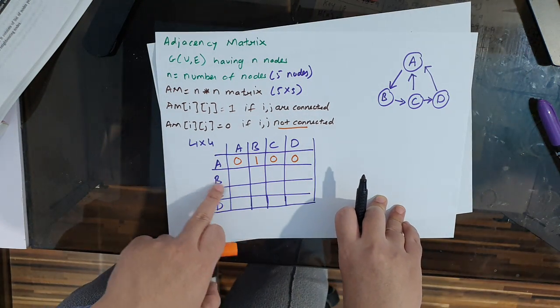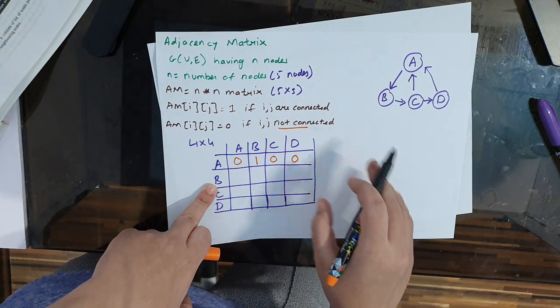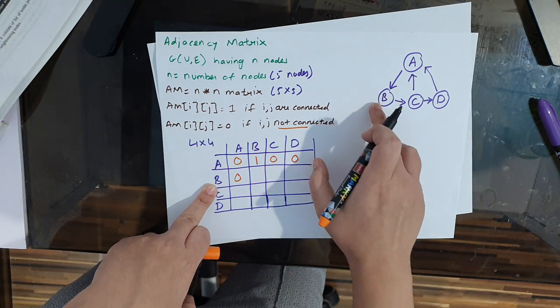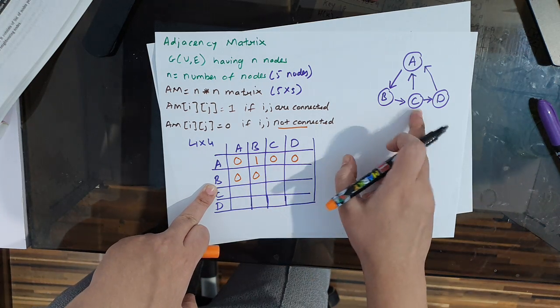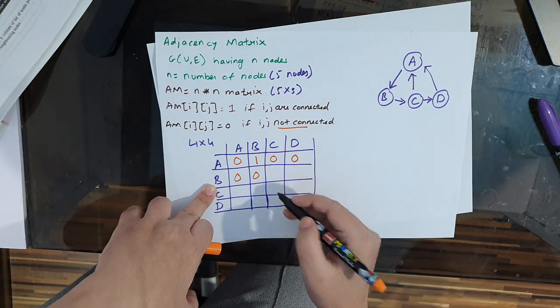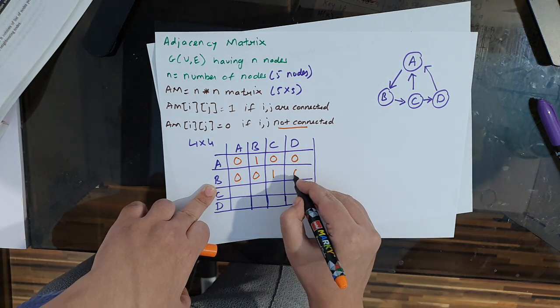B to A connection is there? No, it's not there, so we'll mention 0. B to B connection is there? No, it's not there, so we'll mention 0. B to C connection is there? Yes, it's directed, so we'll have 1. B to D, no connection.